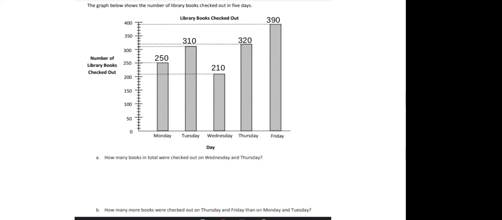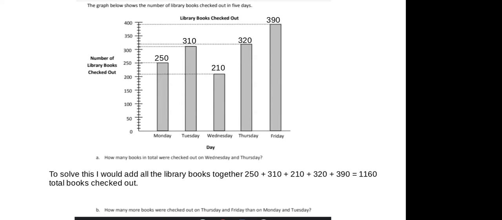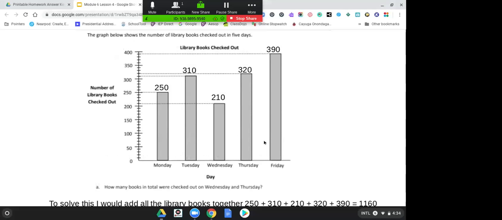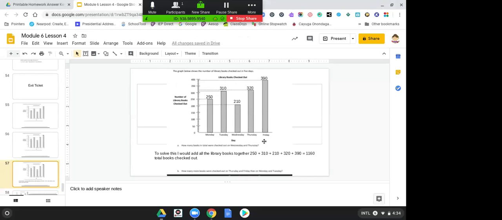So there's 250, 310, 210, 320, 390 for each day. Then you would add Wednesday and Thursday. Okay, there's a problem here. This should have been Wednesday and Thursday. So we're going to go back and fix this. Wednesday and Thursday.